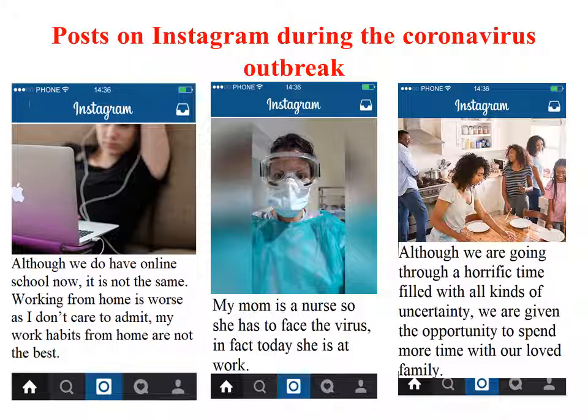Picture number 3 is a bit different. It's a bit positive. Although we are going through a horrific time, filled with all kinds of uncertainty, we are given the opportunity to spend more time with our loved family. This is a good example. A family that enjoys quality family time. They think that distance helps keep a relationship healthy and good, better.